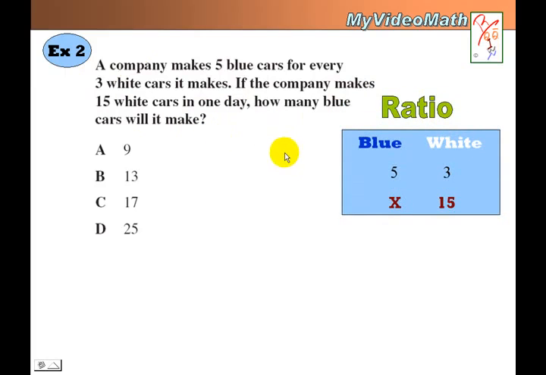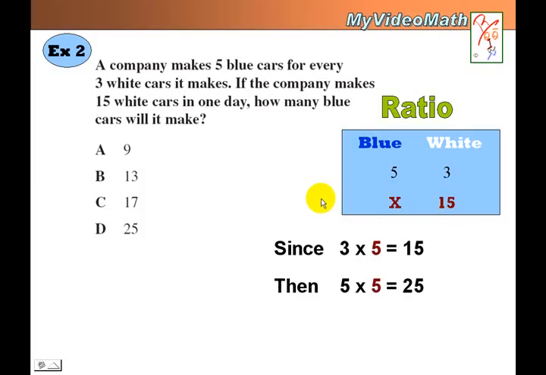It looks like it's a ratio problem. For every 5 blue cars, for every 3 white cars. Now we have 15 white cars. How many blue cars? So 3 goes into 15 5 times. That means there are 5 groups of 3 white cars. And then for each group, I have 5 blue cars. So 5 times 5 equals 25. That will be the answer.